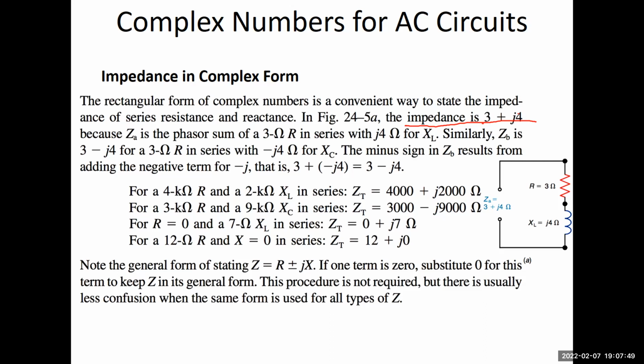And also, when we do the graphical analysis, the upper part of our J line, or imaginary line, is positive, and the lower part is negative J.